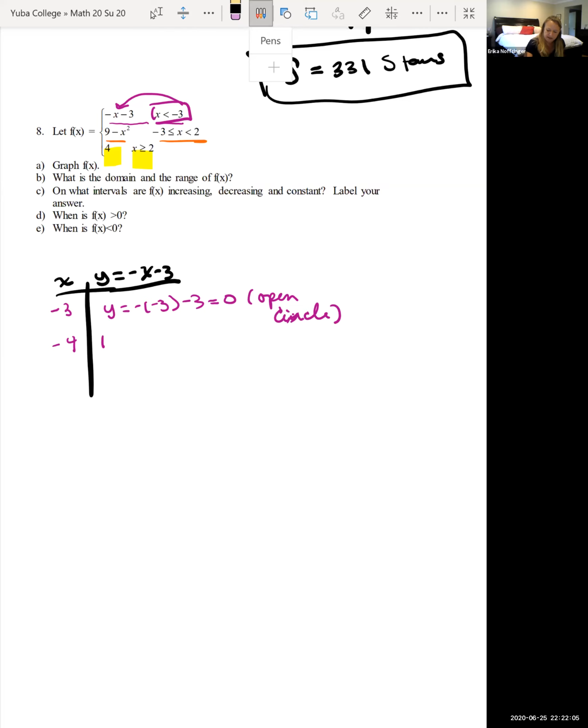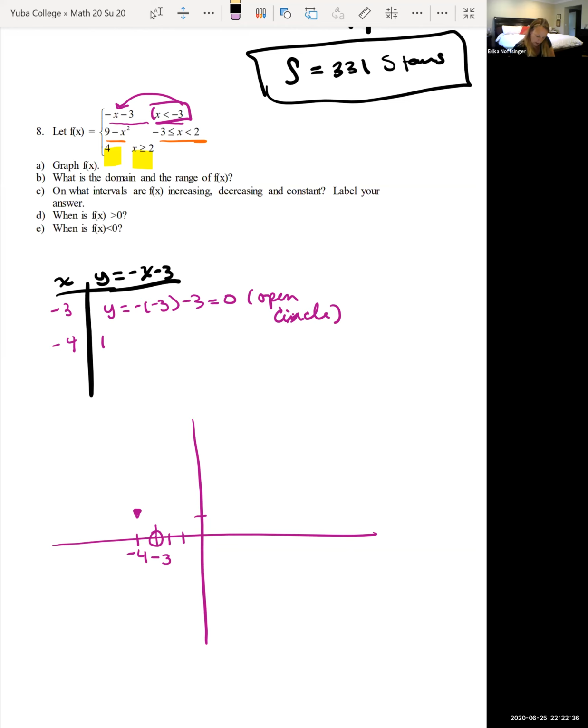Okay. We know this is a graph of a linear line. So it's a linear equation, it's just a line. So at negative 3, 0, we have an open circle. At negative 4, 1, we have a closed circle. And this is a line. So it's going to extend to the left because those are for all values of x less than negative 3.